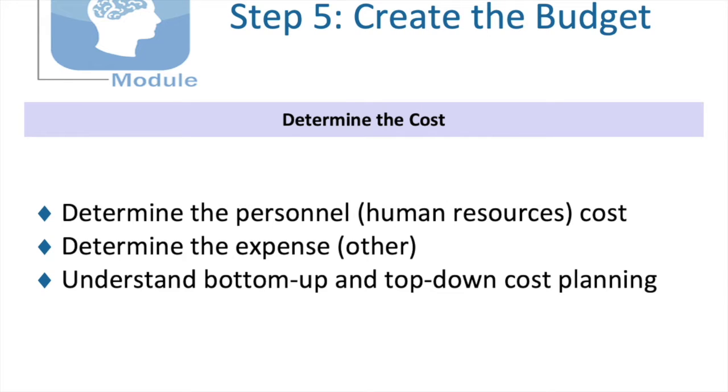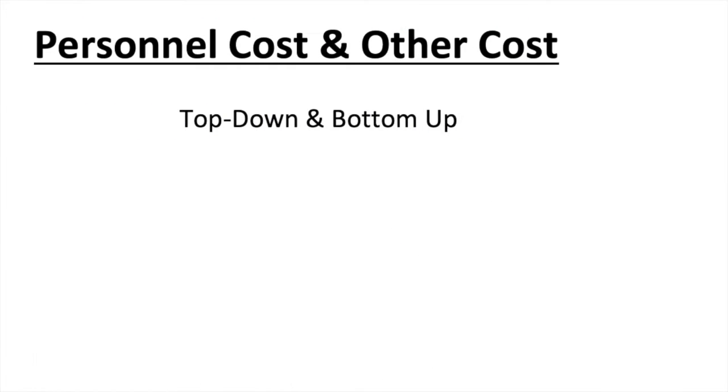Determine the cost, or what we call creating the budget. We're going to look at determining the cost for personnel, for the human resources. We'll look at determining the cost for expenses, other things to support activities within the project. And we're going to look at two main methods of determining cost: understanding bottom-up and top-down cost planning. Let us begin by exploring the costs for personnel and other costs.